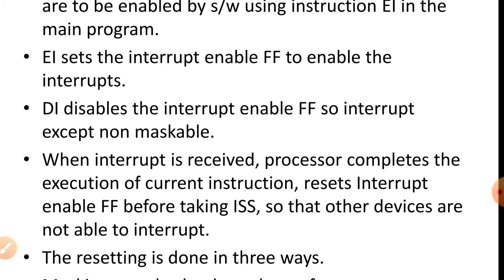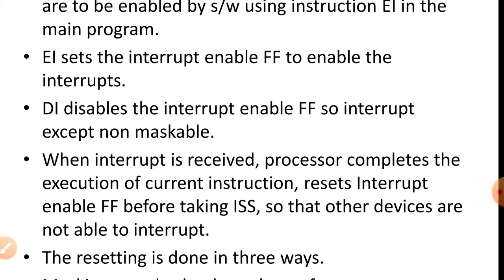Similarly, we also have an instruction called disable interrupt, that is the DI instruction. All these instructions are single byte instructions. The purpose of using the DI instruction is to disable the interrupt enable flip-flop. So, if any device wants to transfer the data, and the interrupt enable flip-flop is disabled, it cannot be entertained by the processor.